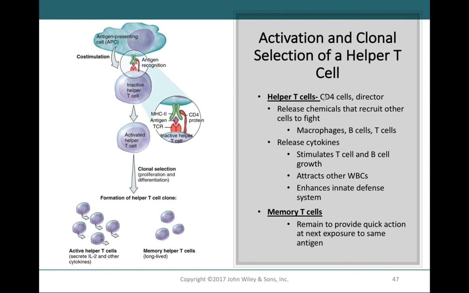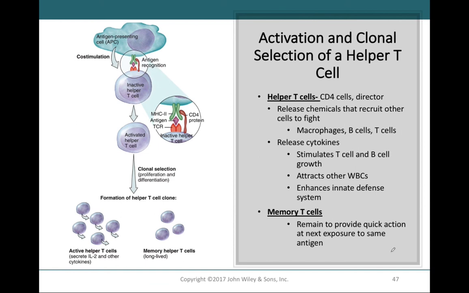Now, helper T cells in general, on top of needing antigen presentation, still don't like to get their hands dirty. These are the coordinators of the immune response. They will primarily be releasing different factors that will stimulate other cells to come into that area and fight that pathogen off. Helper T cells will also release a chemical known as cytokines. These will stimulate the growth of other T and B cells and continue to stimulate other cells to come to that area. We also have our memory T cells that will continue to stick around after the infection in case that pathogen makes its way back into our body.